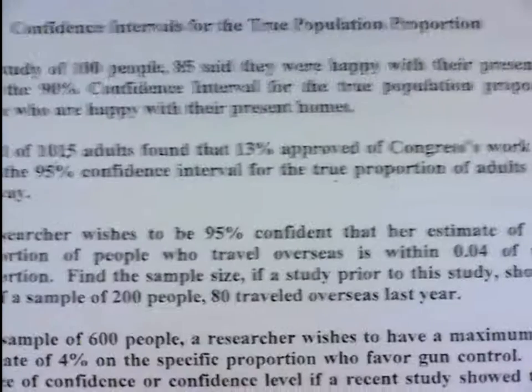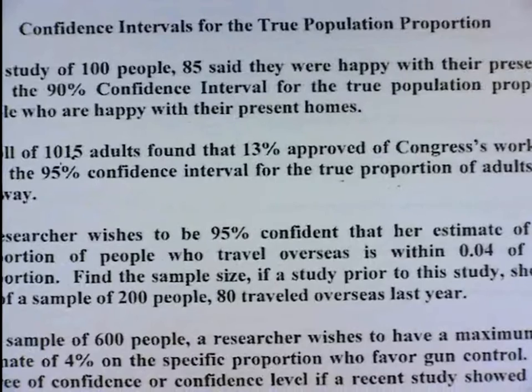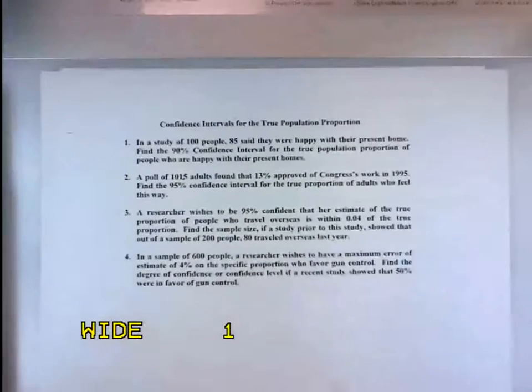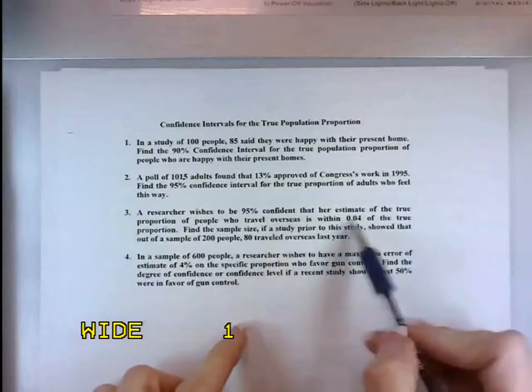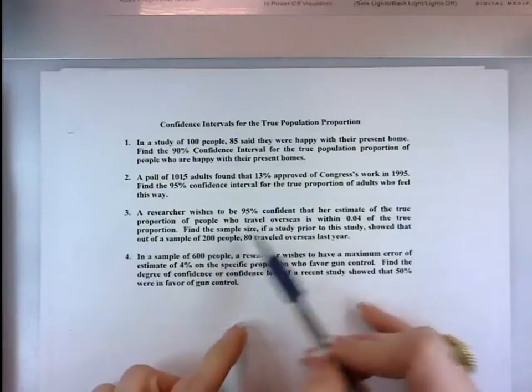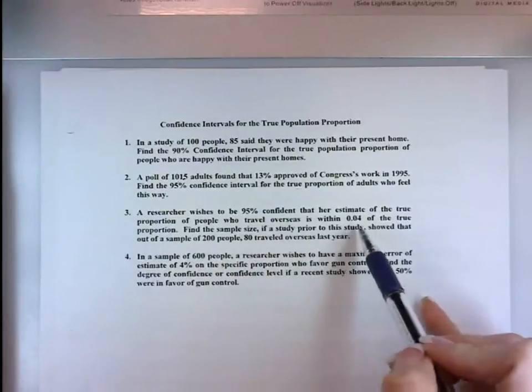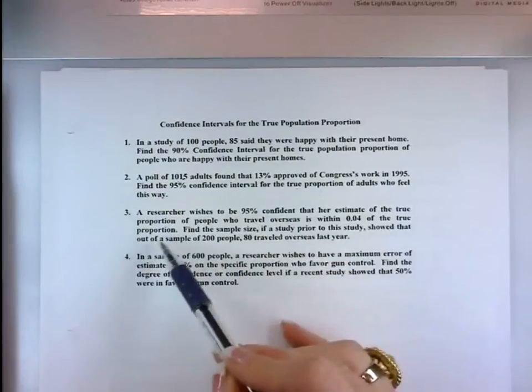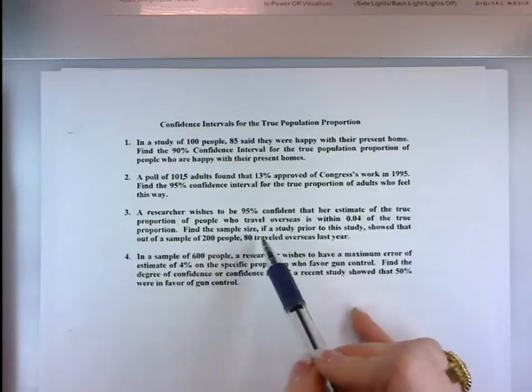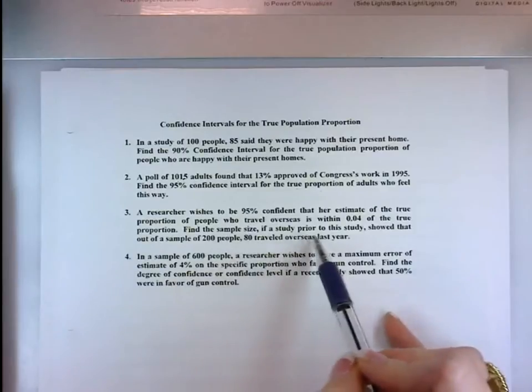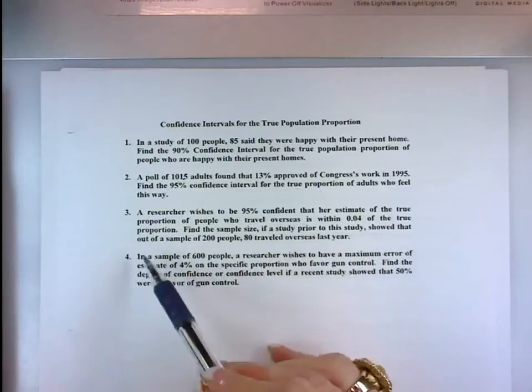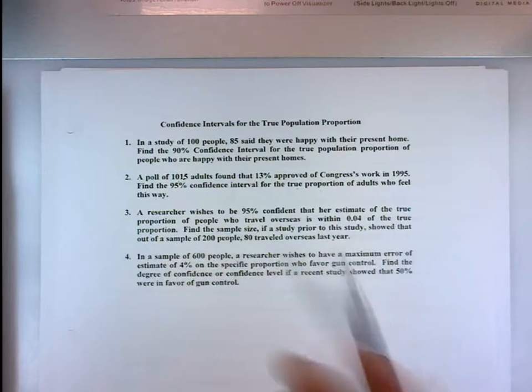This is a sample size question. A researcher wishes to be 95% confident that her estimate of the true proportion of people who travel overseas is within 0.04 of the true proportion. Find the sample size n if in a study prior to this study it showed that out of a sample of 200 people, 80 traveled overseas.